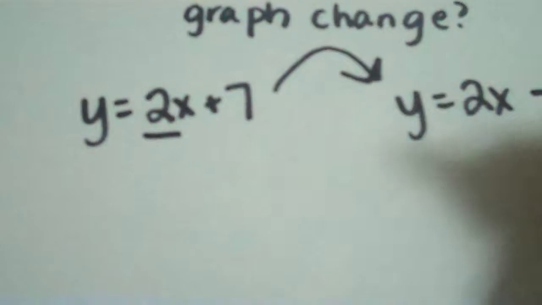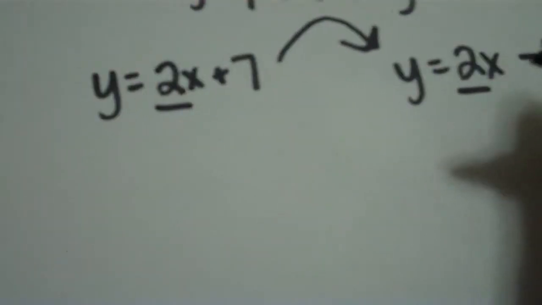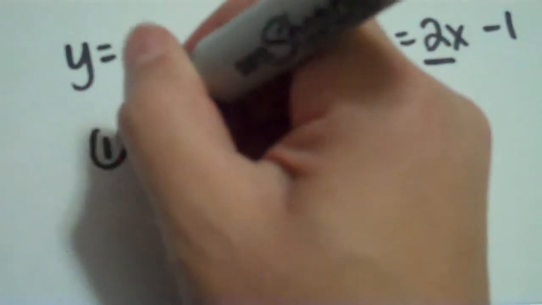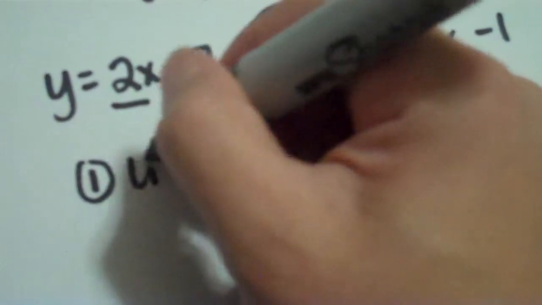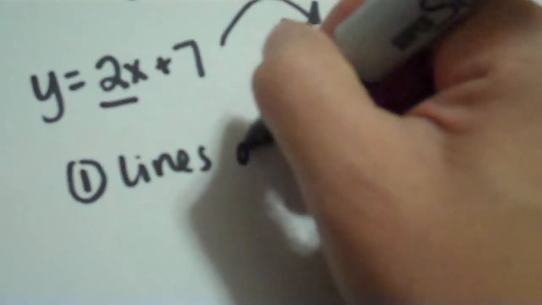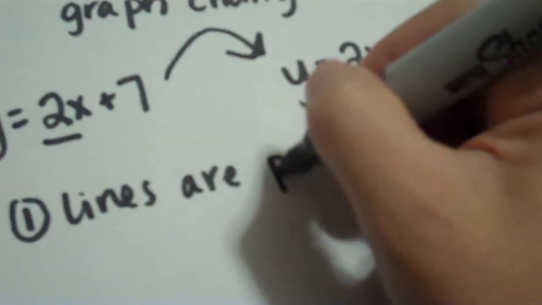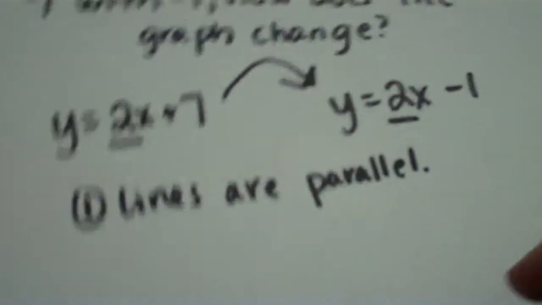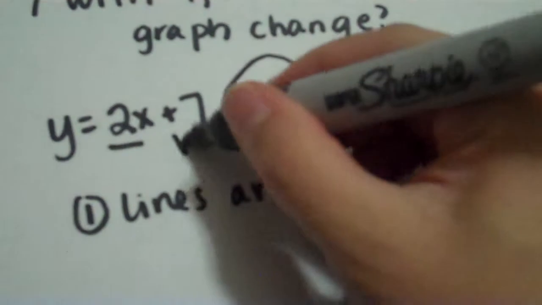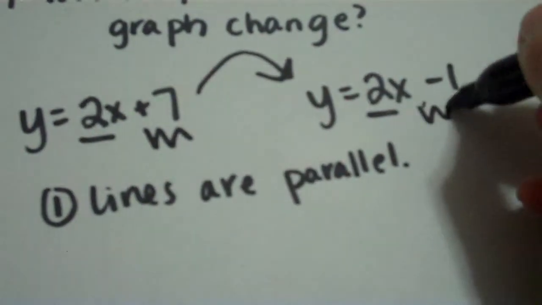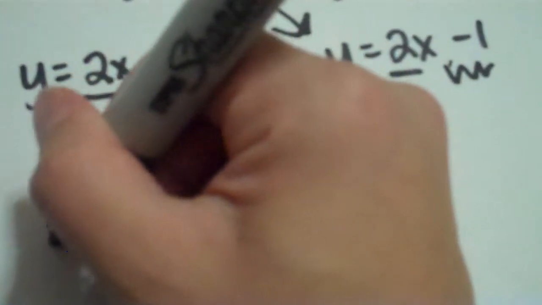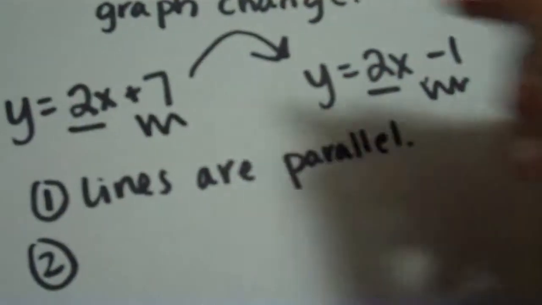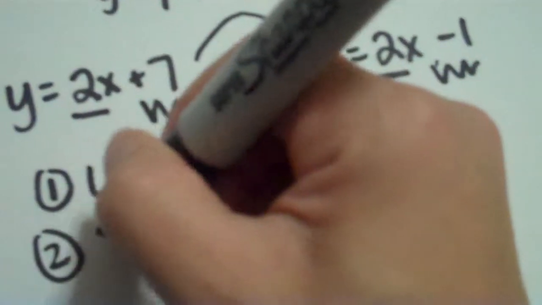So the slope here is 2. The slope here is 2. It's the same. Do not put same slope, though. Remember, you need to put that the lines are parallel, because parallel lines have the same slope. Okay? Now it's at positive 7 to negative 1. So did it shift up or down, or is it the same? Well, it went down, so shift down.